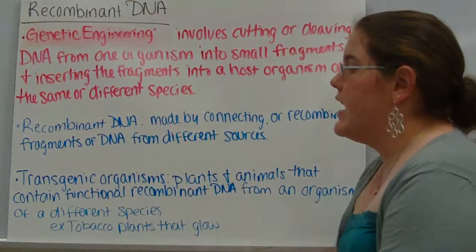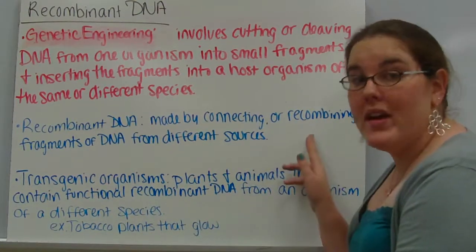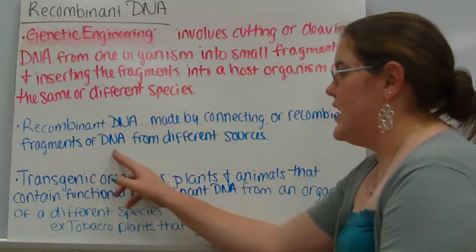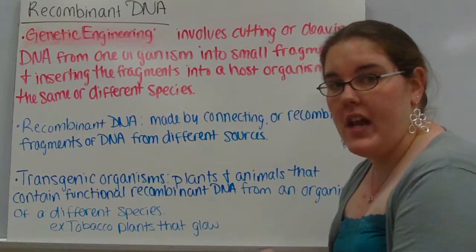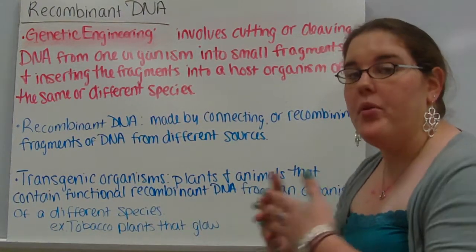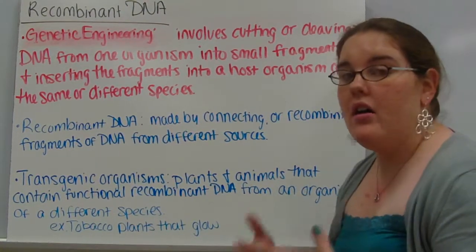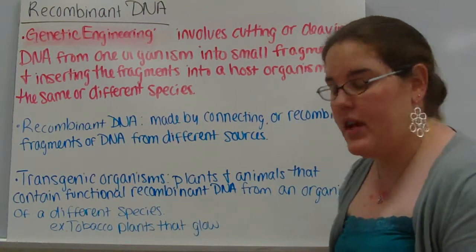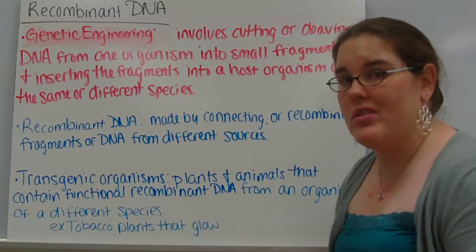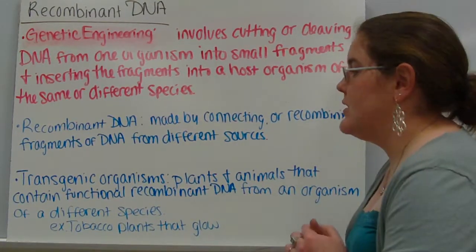Now recombinant DNA is called that because it's made by connecting or recombining fragments of DNA from different sources. So you can take all these different sources of DNA, combine them together, and put them into a host organism to cause that host organism to exhibit all different types of characteristics. Be resistant to pesticides, for instance, or be resistant to a certain type of bug, things of that nature. So many practical applications.